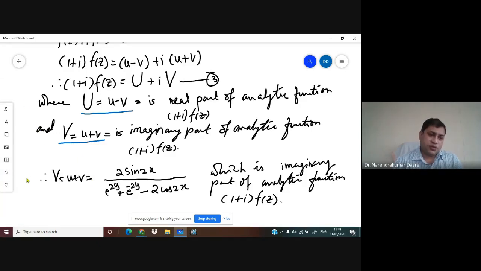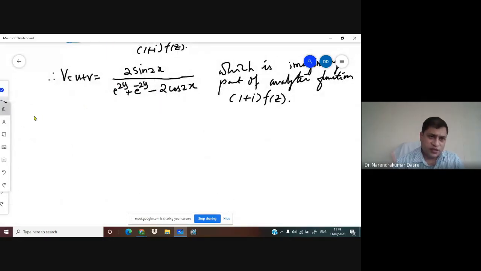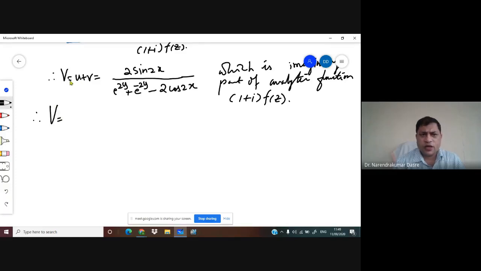Now see what is given. Okay, so you got here u minus v and u plus v, and now we have to see whether u minus v is given or u plus v is given. Okay, so we can see here what is given is u plus v, and hence we write here.